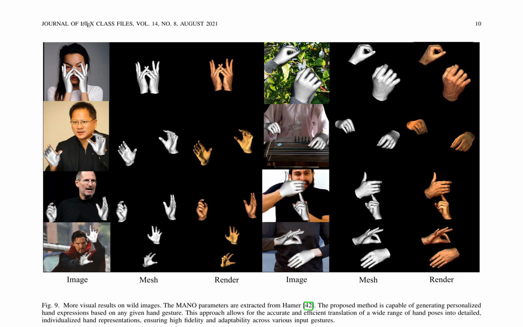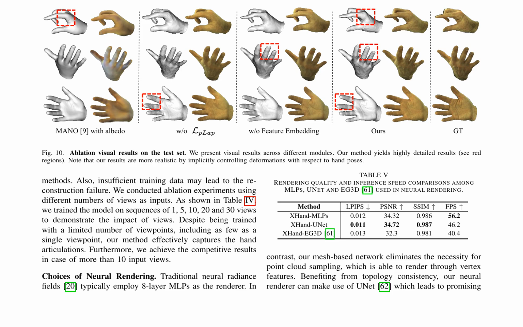The choice of neural rendering network is also evaluated, with the proposed mesh-based network outperforming traditional neural radiance fields and other rendering methods, such as UNet and EG3D, in terms of rendering quality and inference speed, as shown in Table V. The visual results in Fig. 9 and Fig. 10 demonstrate the method's capability to generate personalized hand expressions based on any given hand gesture, with high fidelity and adaptability across various input gestures.